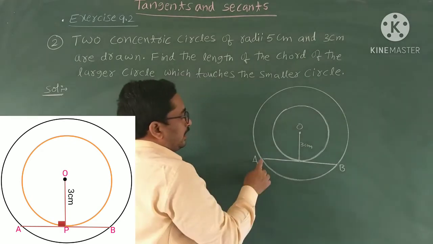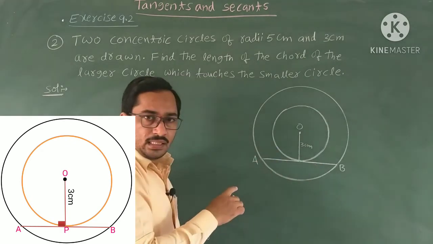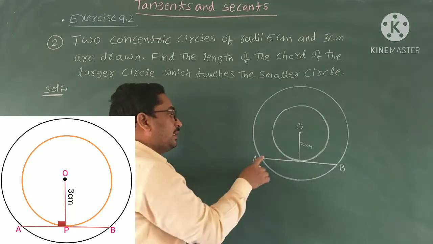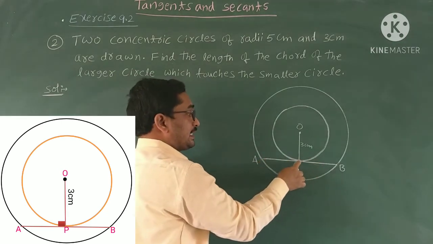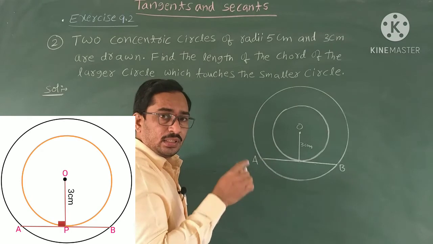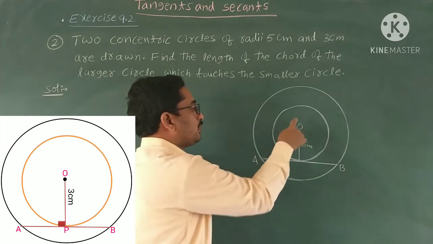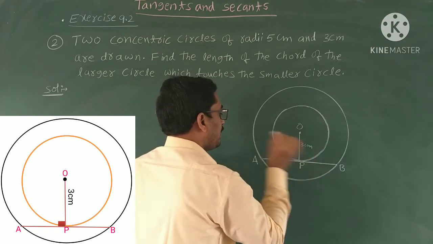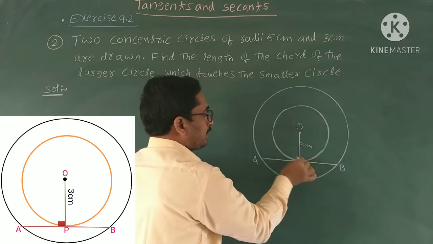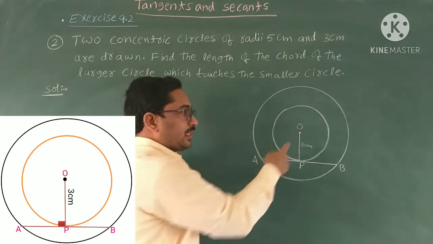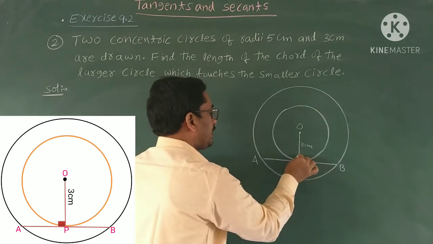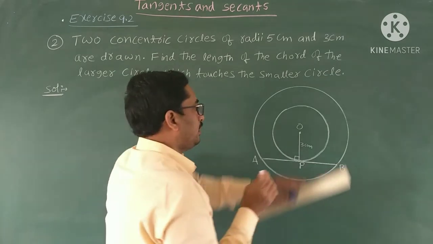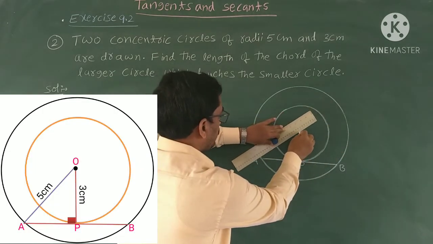The chord of the larger circle becomes the tangent of the smaller circle, because the chord of the larger circle touches the smaller circle. Suppose the point of contact is P. The angle at the point of contact between the radius and the tangent is 90 degrees. So angle at P is 90 degrees, and join OP.